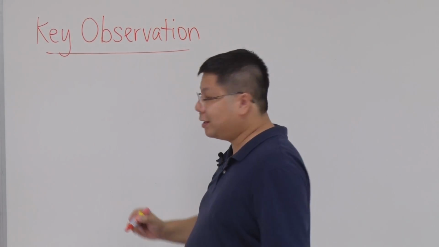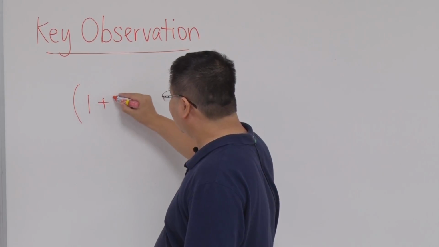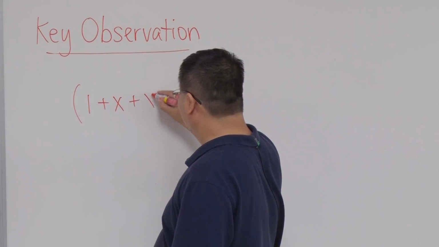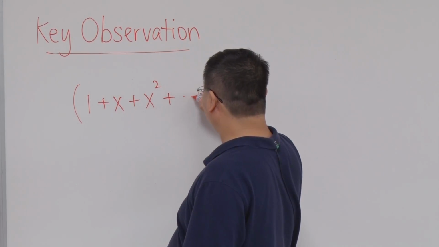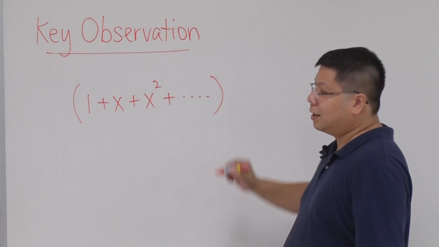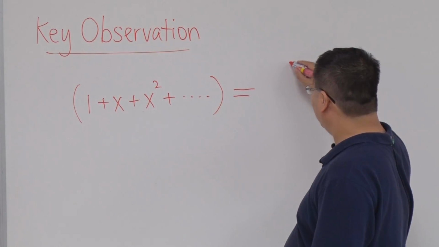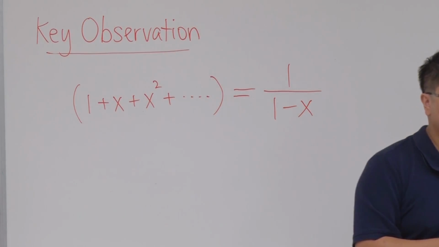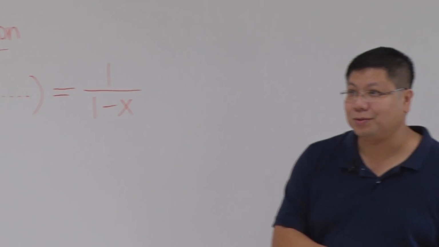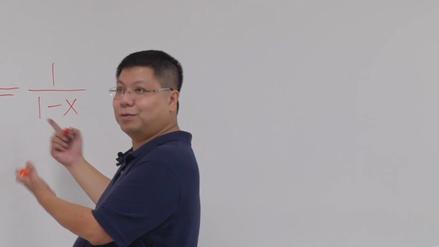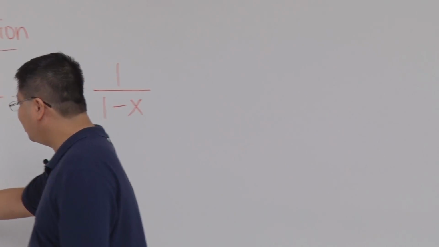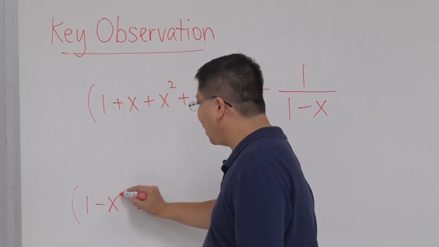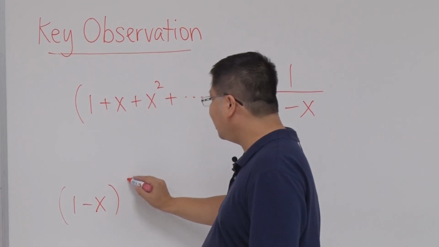The key observation is that this, 1 plus x squared plus ..., you can represent it by 1 over 1 minus x. Strange, but that's true. Let's see why this is true. So let's multiply 1 minus x to this side.